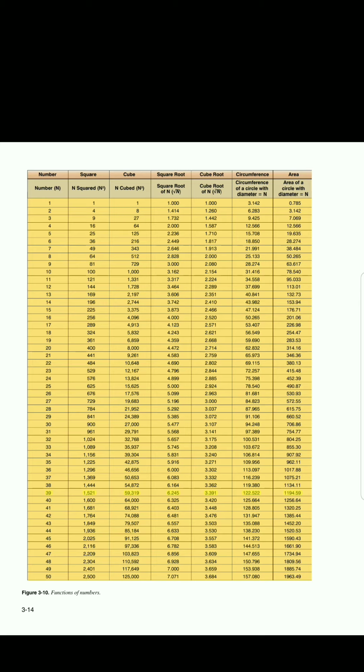40, 1,600, 64,000, 6.325, 3.420, 125,664, 1256.64. 41, 1,681, 68,921, 6.403, 3.448, 128,805, 1320.25. 42, 1,764, 74,088, 6.481, 3.476, 131,947, 1385.44. 43, 1,849, 79,507, 6.557, 3.503, 135,088, 1452.20.